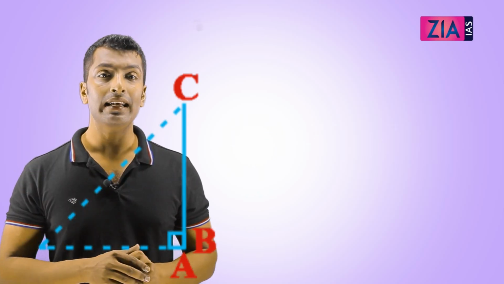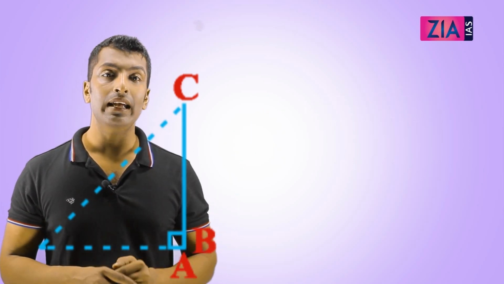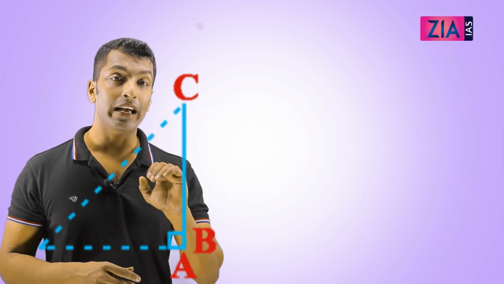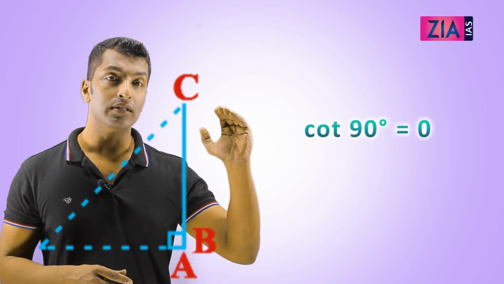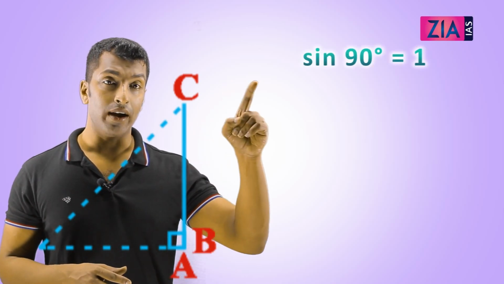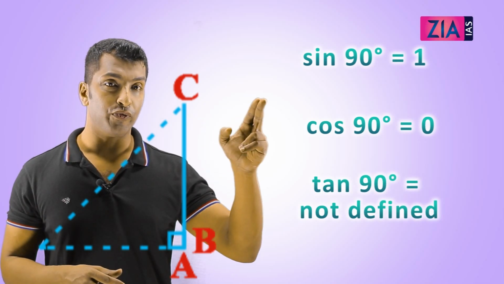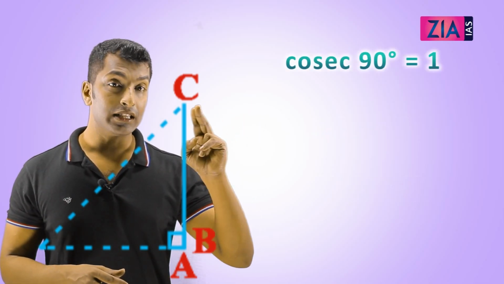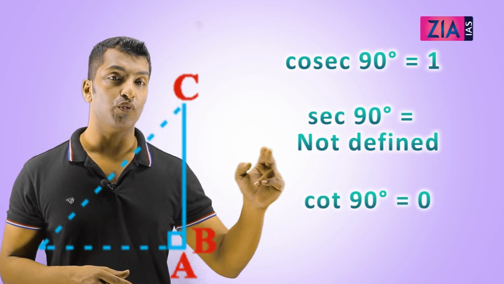Now what is sec 90? Sec 90 will be 1 by cos 90, so 1 by 0, which is not defined. What is cot 90? That is cos divided by sine, right? Cos 90 divided by sine 90. So cos 90 is 0, 0 divided by 1 is 0. So sine 90 is 1, cos 90 is 0, tan 90 is not defined, cosec 90 is 1, sec 90 is not defined, and cot 90 is 0.